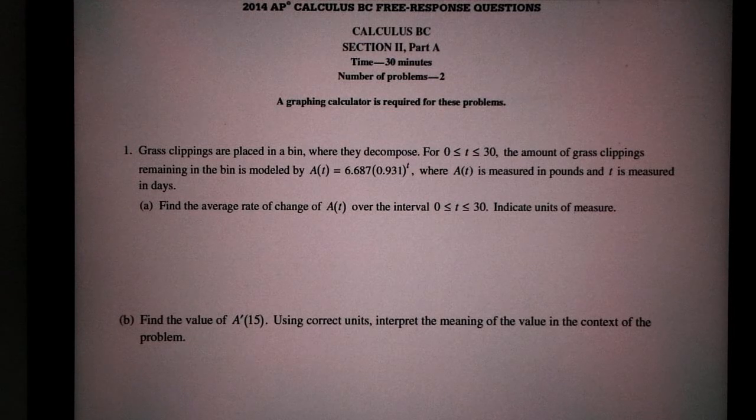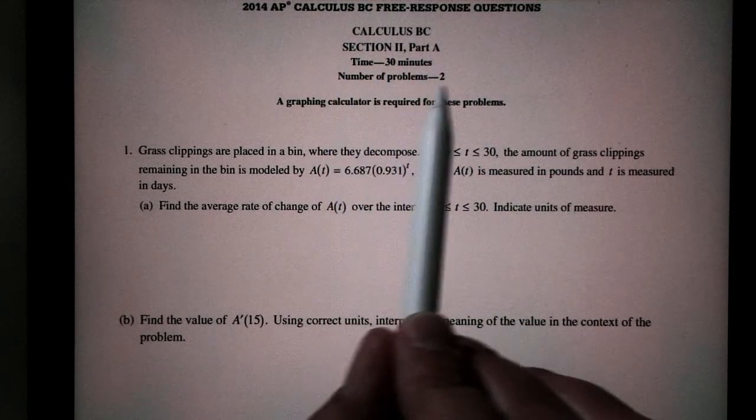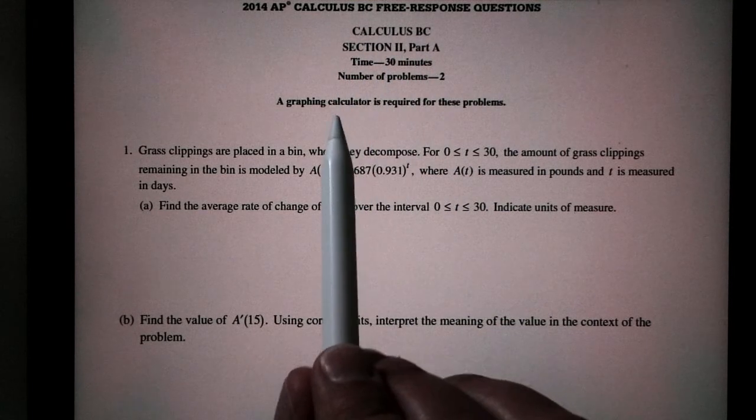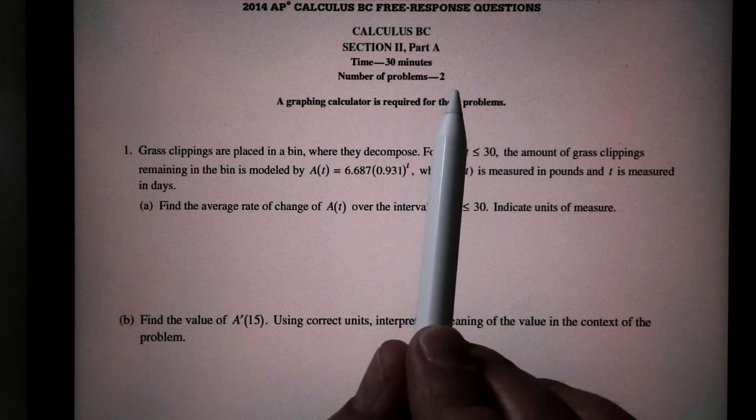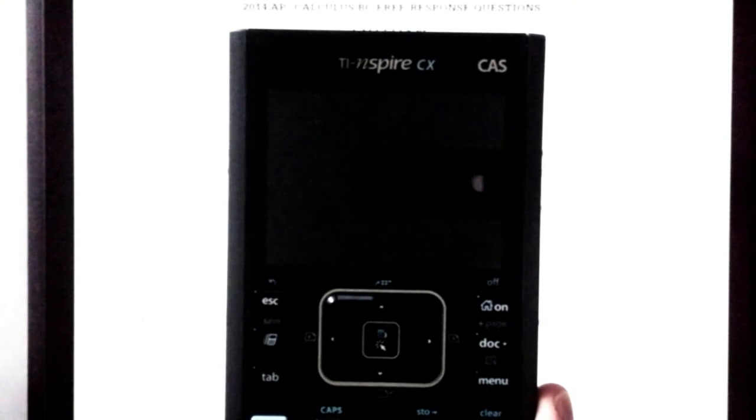Hello, welcome back. Today we're going to be taking a look at the 2014 AP Calculus exam, particularly the free response questions. Now in 2014 there were two questions on the free response that were graphing calculator, and we're going to use the CAS, the TI Inspire CAS for this video.